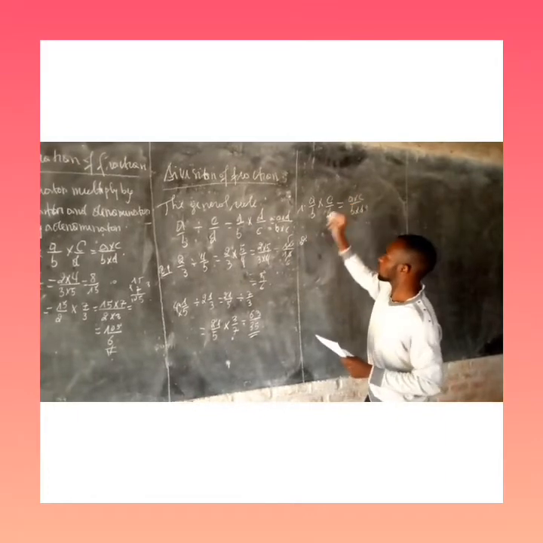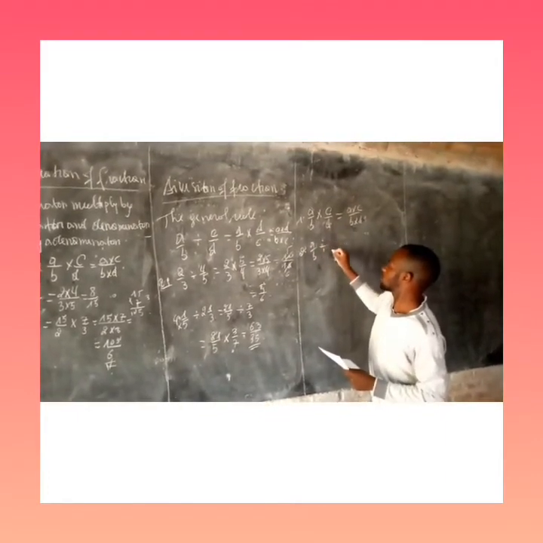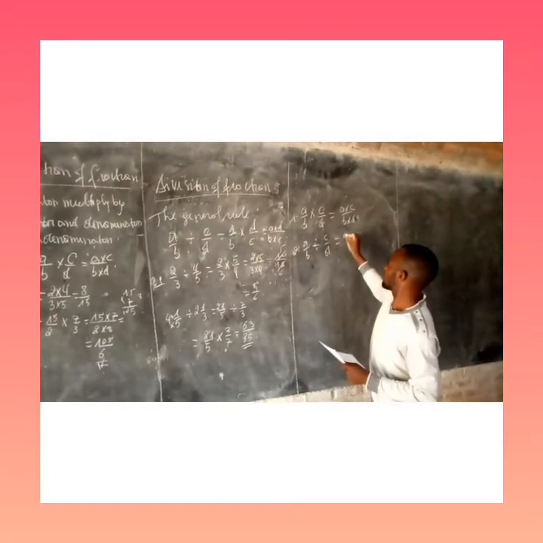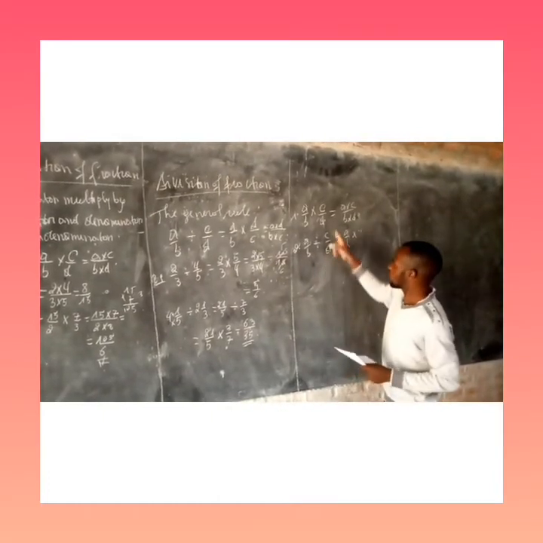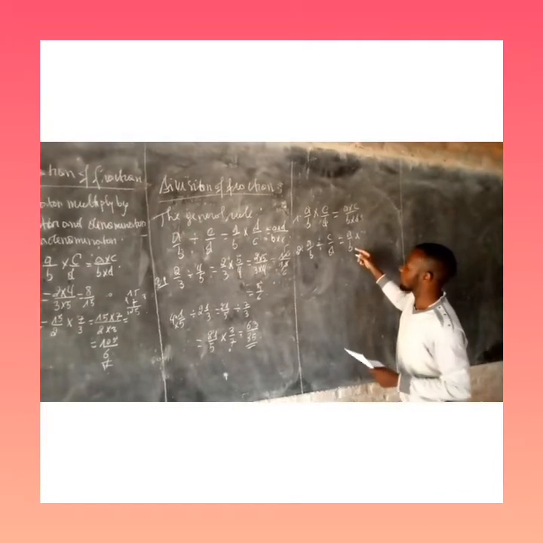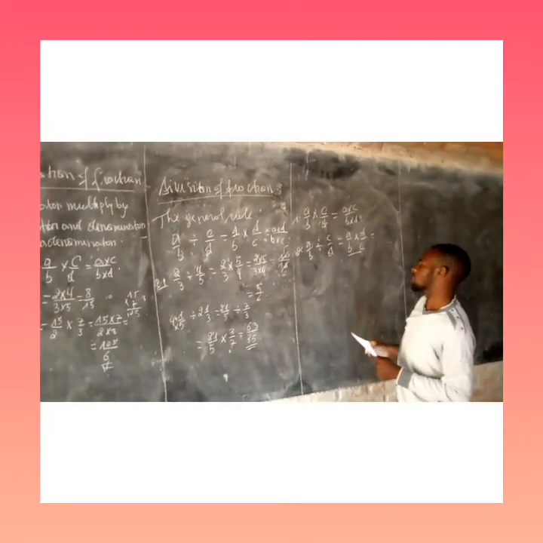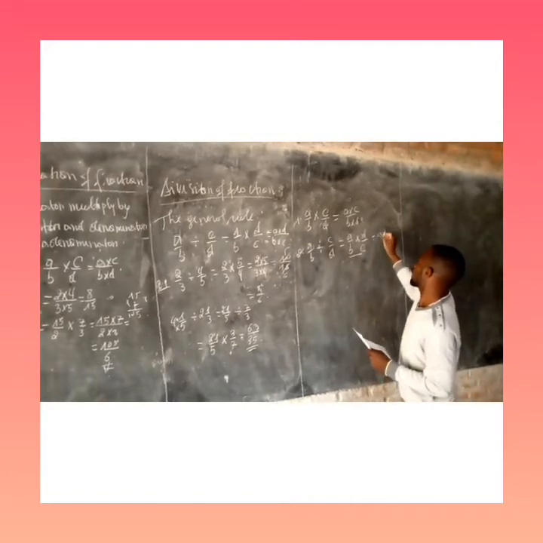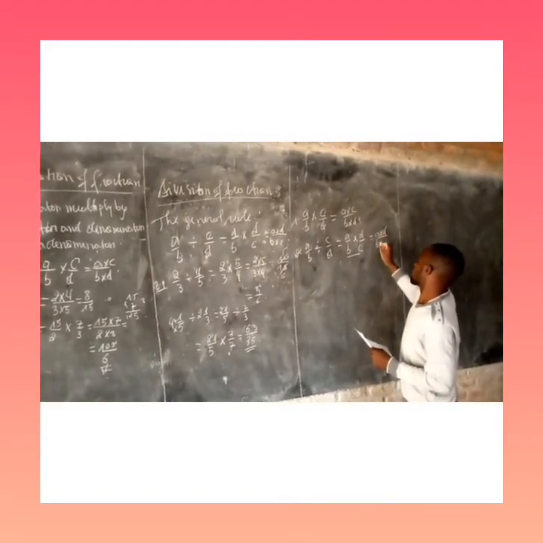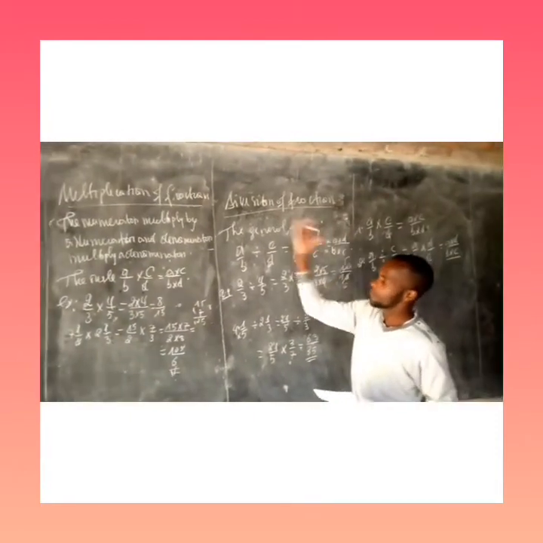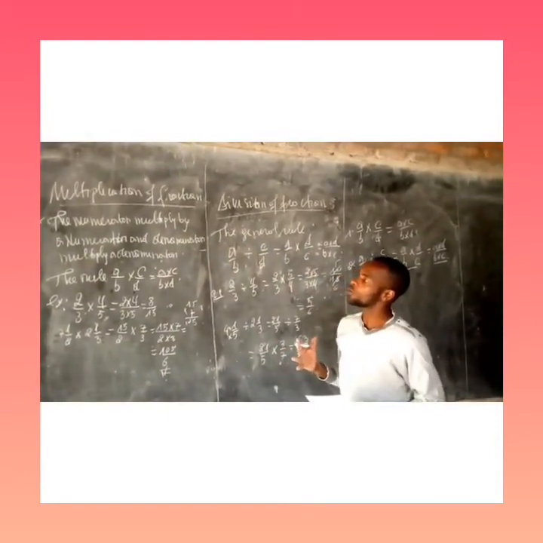The second is about division: A over B divided by C over D is equal to A over B times the inverse, or the reciprocal, of the second fraction, D over C, which turns it into the multiplication of two fractions. We get A times D over B times C. This is how to find the multiplication or the division of two fractions.